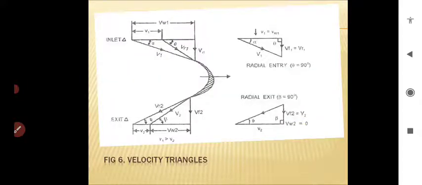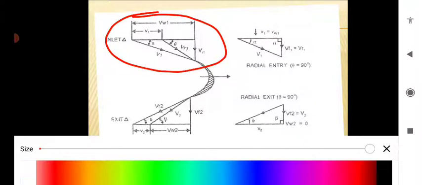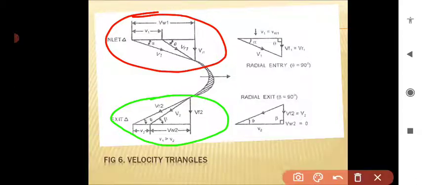And now observe the velocity triangles at inlet and outlet. Observe the velocity triangle at inlet and exit. This is the inlet velocity triangle. The red one is the velocity triangle at inlet, and the green one is the velocity triangle at outlet.